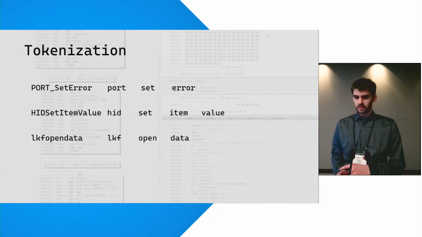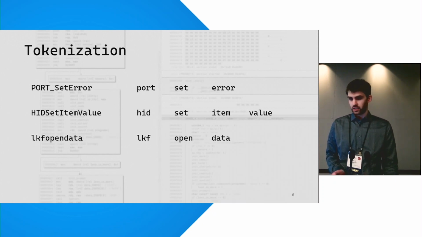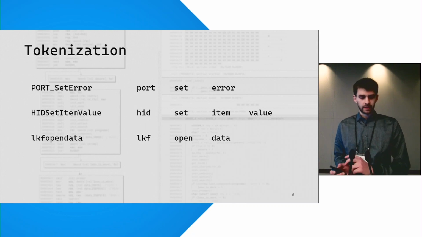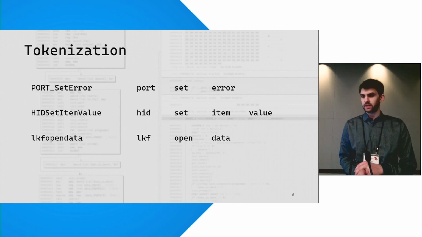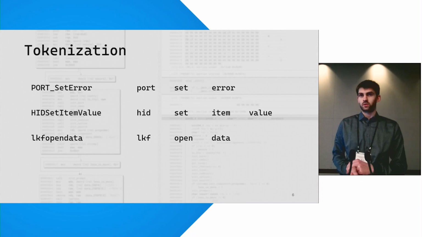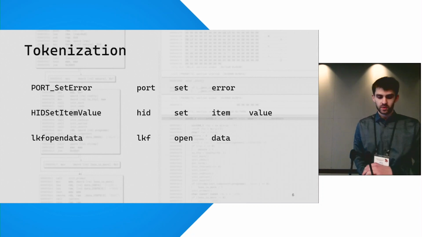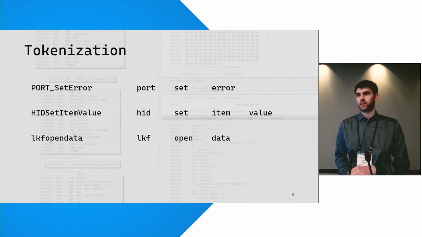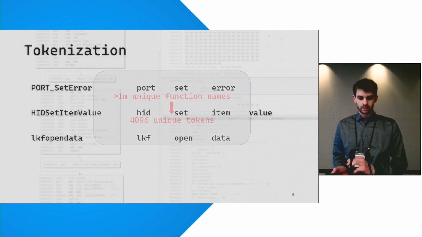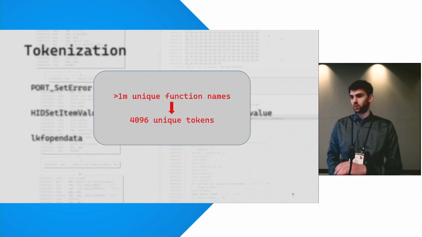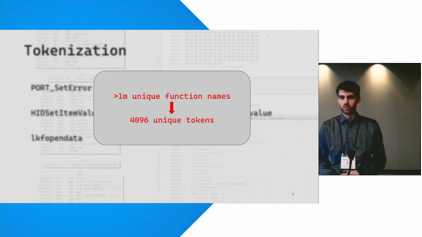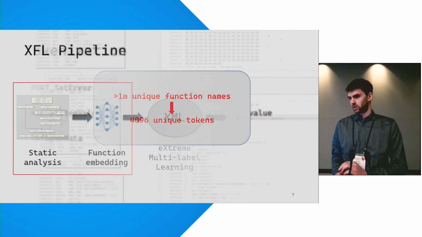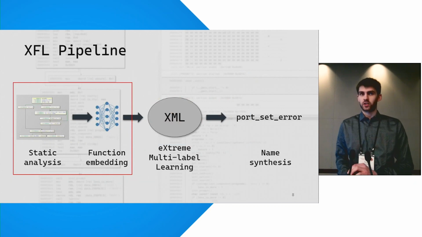So our solution is to split the function names into meaningful labels, into meaningful tokens. We recognize underscores and camel case for splitting. We also use a dictionary of English words and common terms in programming. And we are also using normalization techniques from natural language processing. This way, we are able to map the over 1 million function names in our dataset down to 4,096 unique tokens.